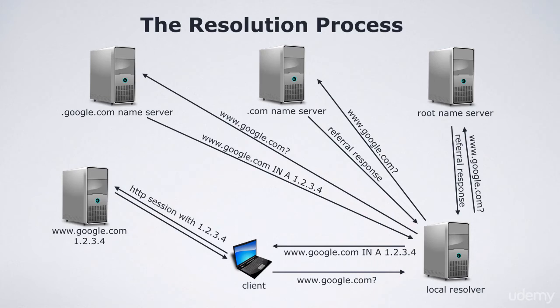If the client needs to contact Google's web server again a few minutes later, it has the information cached locally and does not have to ask the local resolver again. Also, if another client asks for an A record of www.google.com, the local resolver has cached that information and can send the answer back to the client without going through all the work of looking up the hostname again.